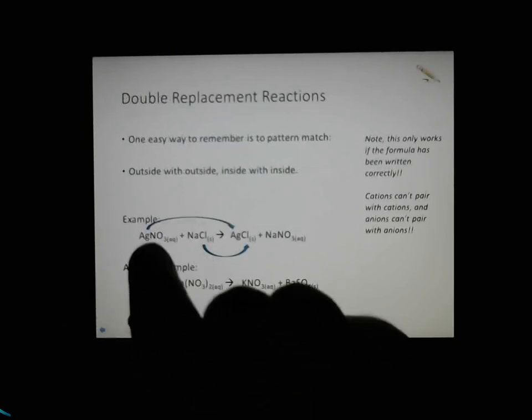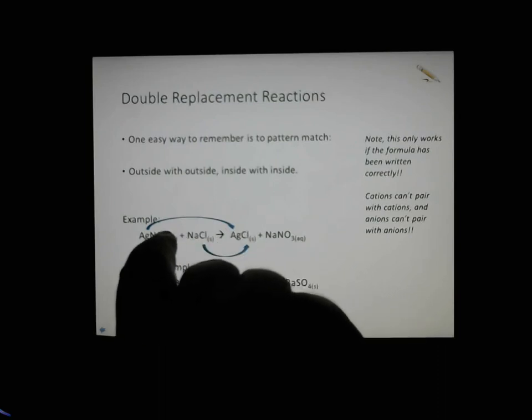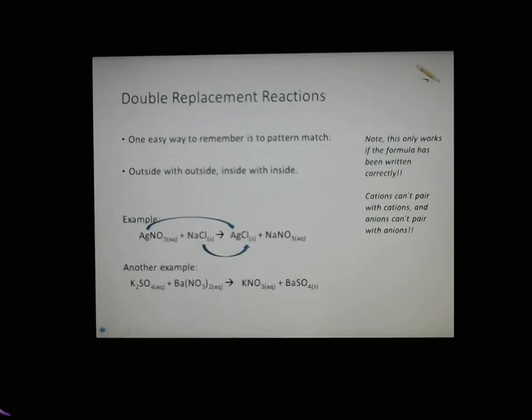Our first one here, the silver, and the last have joined together. Okay, and what's left over has become the second one. Let's have a look at some examples.